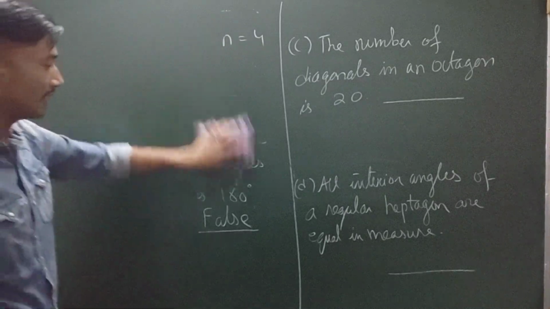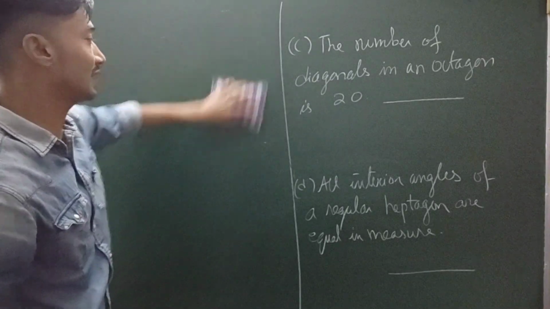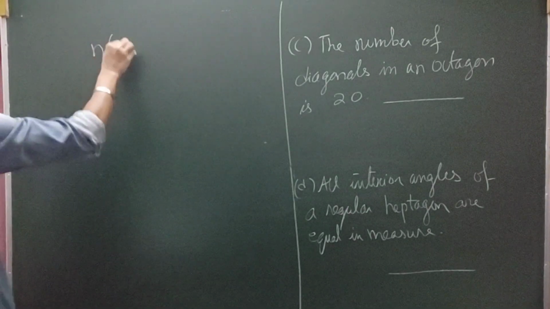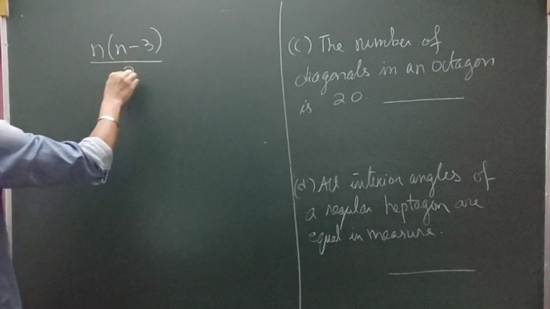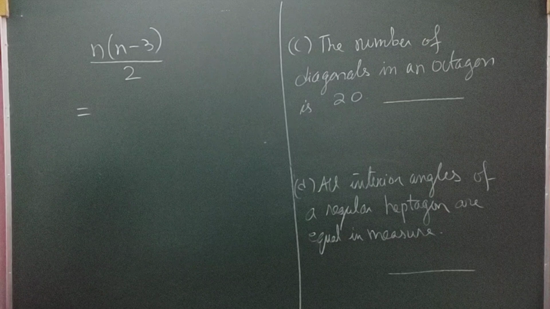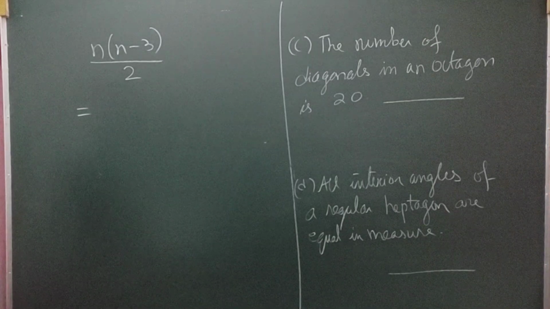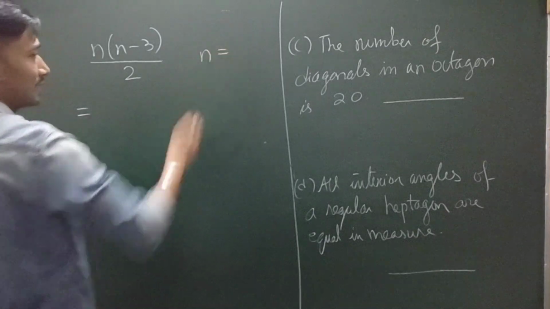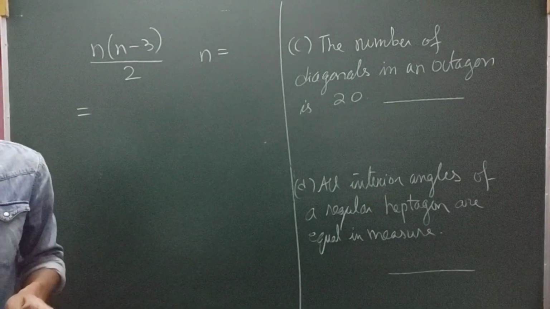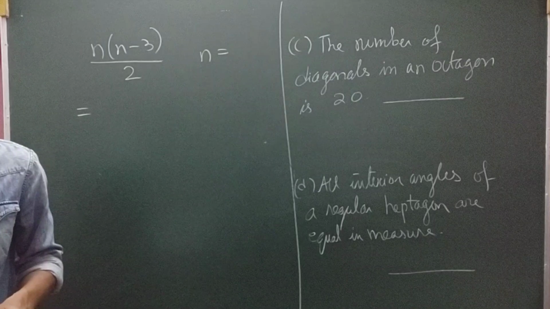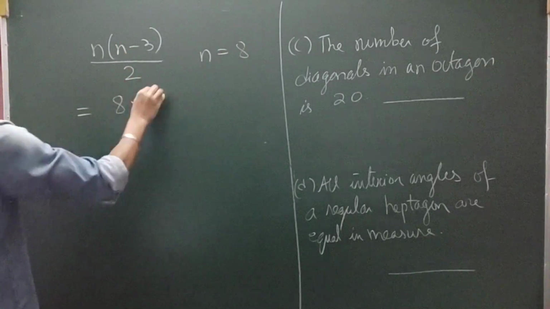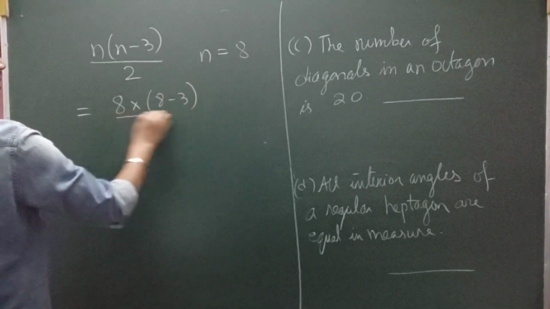Third one, the number of diagonals in an octagon. This one also I gave you the formula. What was the formula? N into n minus 3 divided by 2. That was the formula that I gave you, isn't it? To find out the number of diagonals in an octagon. So in an octagon, how many sides are there? Octa. How many sides are there in an octagon? We have how many sides? 8 sides.